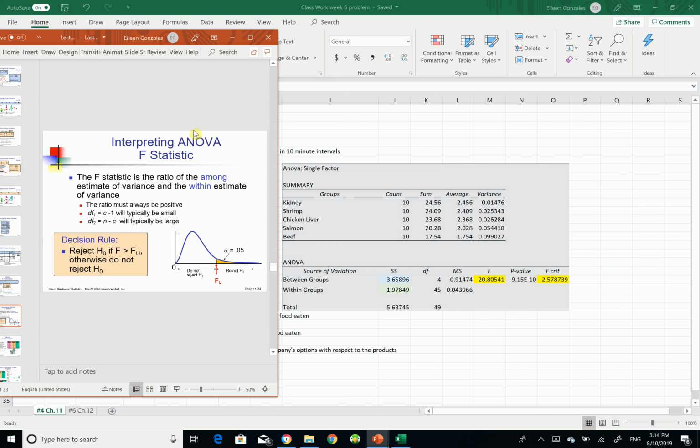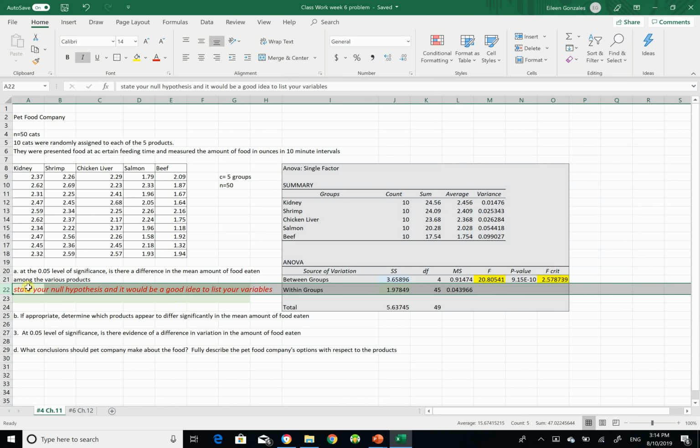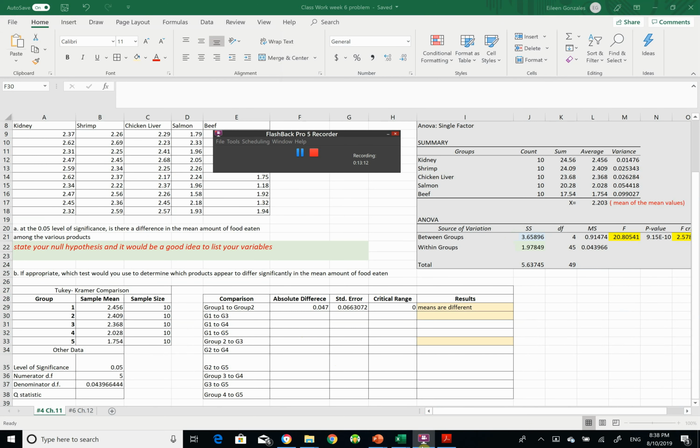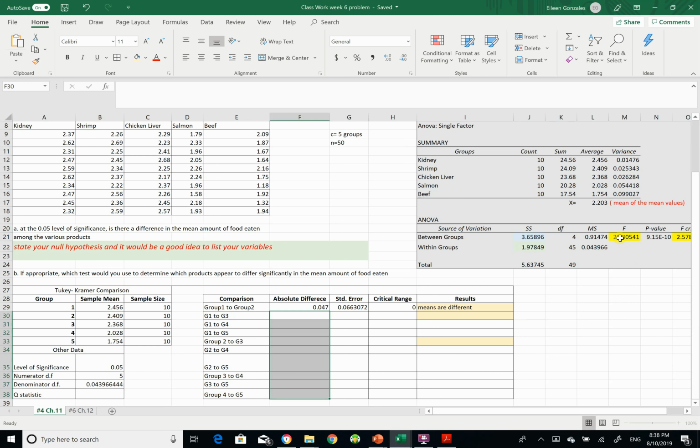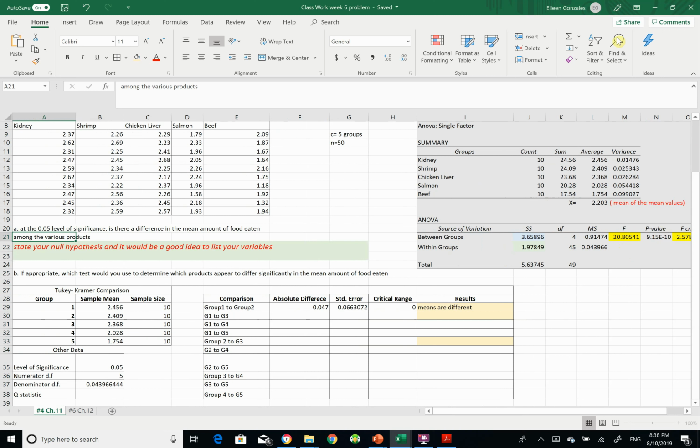You can see here interpreting the ANOVA statistic. We're going to reject the null hypothesis. So hopefully you've taken the time to determine your null hypothesis here in part A, and then you have some questions to answer. As you can see, we are going to reject the null hypothesis. There is a difference, according to our F statistic and our F critical values, in the means provided here in our ANOVA single factor.